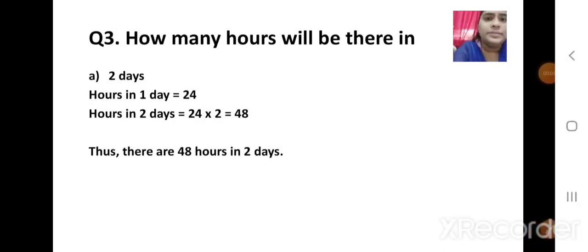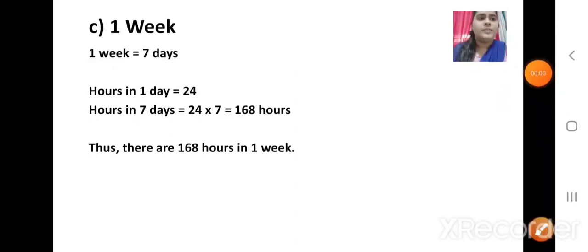You have to write in proper steps. First we will write hours in 1 day is equal to 24. Hours in 2 days is equal to 24 into 2, which is equal to 48. Okay, write the answer. There are 48 hours in 2 days. Okay children, next one is 1 week.